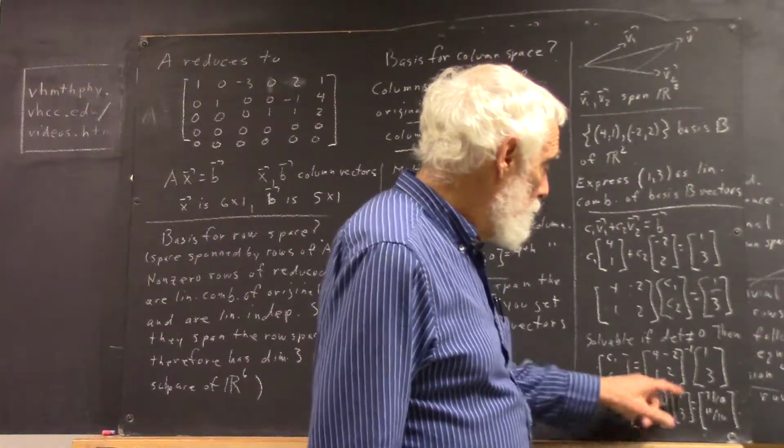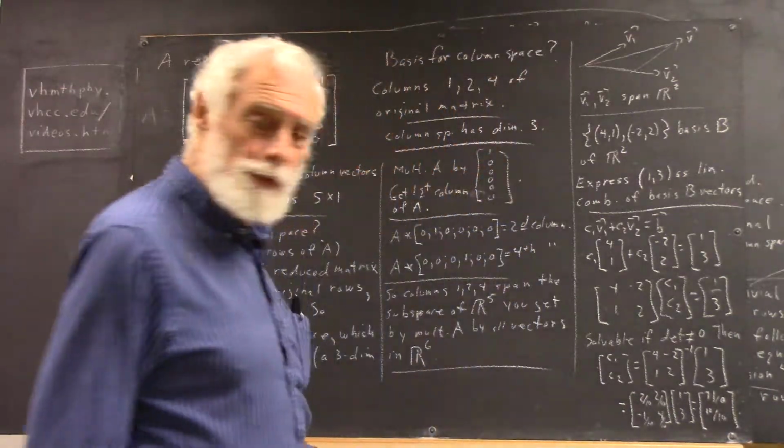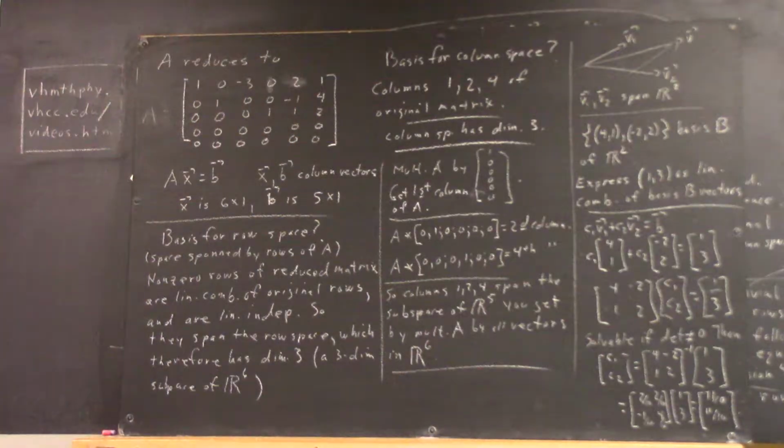And if we multiply that by the vector 1, 3, we get, now, somebody impertinently pointed out that I'd done my arithmetic wrong here.